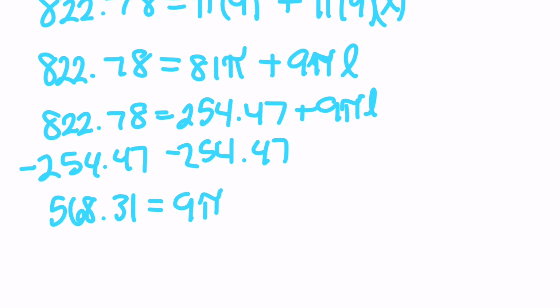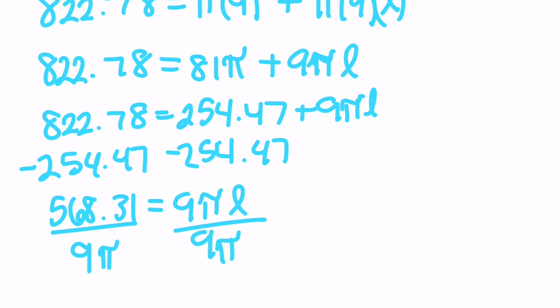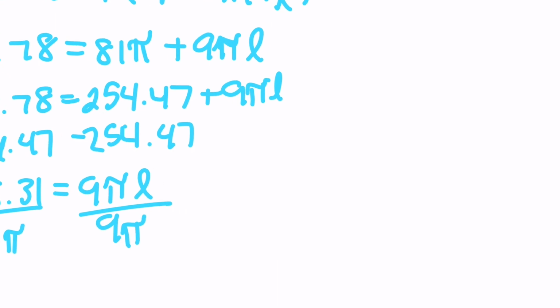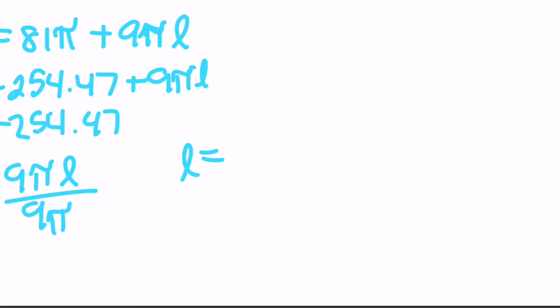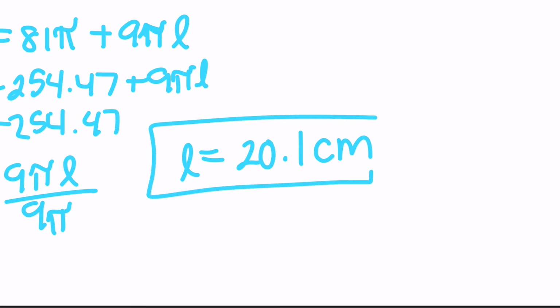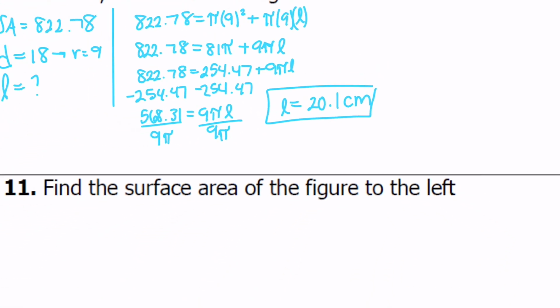I didn't multiply out the 9 pi for this purpose here because I can divide by 9 pi. So I can put 568.31 divided by, and then put in parentheses 9 times pi in my calculator, and it's going to keep my answer more accurate. Then that's leaving me with a slant of 20.1 centimeters. Okay, so I did want to go ahead and do that one with you.